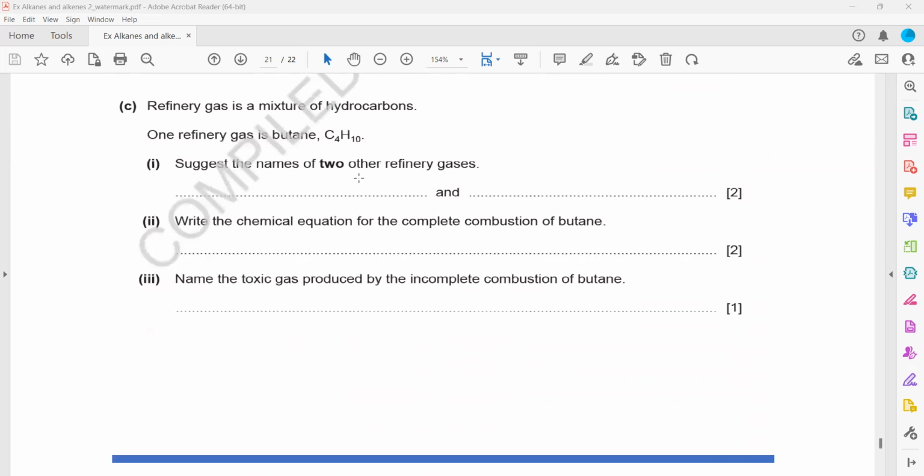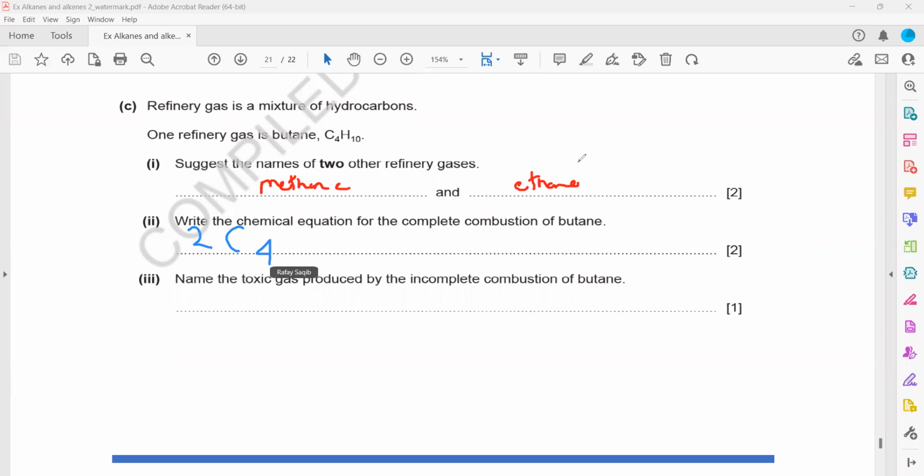Refinery gas is a mixture of hydrocarbons. One refinery gas is butane, C4H10. Suggest the names of other two refinery gases. Decane and octane. Refinery gases usually have less than 5 carbons, so ethane. Propane and ethane, yes. You can say methane or ethane, any number less than 4. You can say any of both of them. Even propane is also correct.